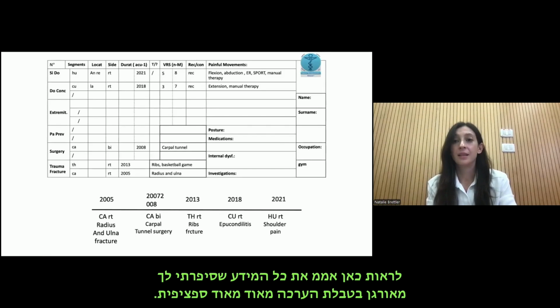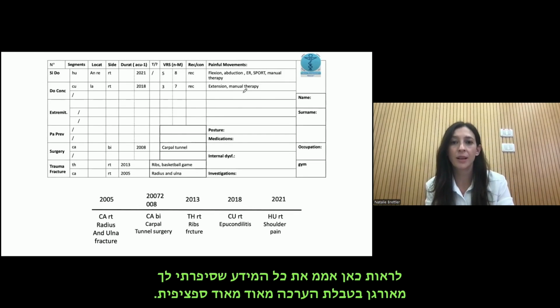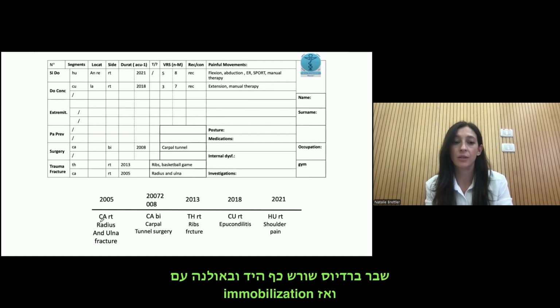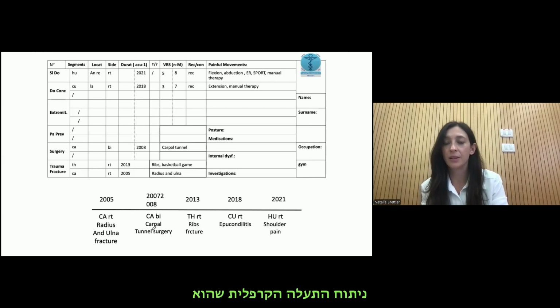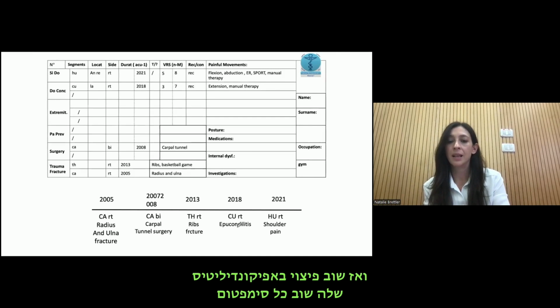So again, you can see here all the information that I have told you organized in a very specific assessment chart, very easy to look at. And this is her timeline. From 2005, she had a specific trauma of fracture in her wrist, radius, and ulna with immobilization. Then the carpal tunnel surgery, which is actually already a compensation. Then the fracture in the ribs, which were traumatic, very important. And then again, compensation in her epicondylitis.